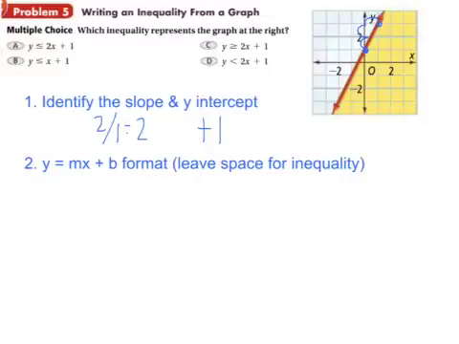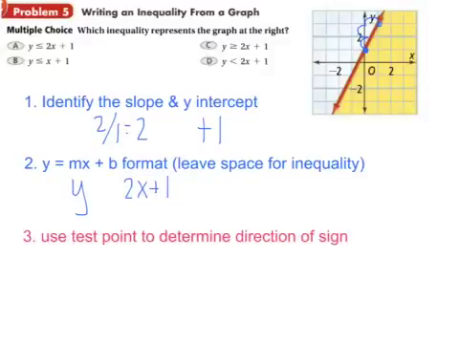Step 2, y equals mx plus b format, leaving space for the inequality. I'm going to write y, leaving a space where my equal sign would be for the inequality, my slope of m, which is 2, x, plus 1 for my y-intercept. Step 3, I'm going to use a test point to determine the direction of my sign. I want to pick a point in the green shaded area because that is where it is true.